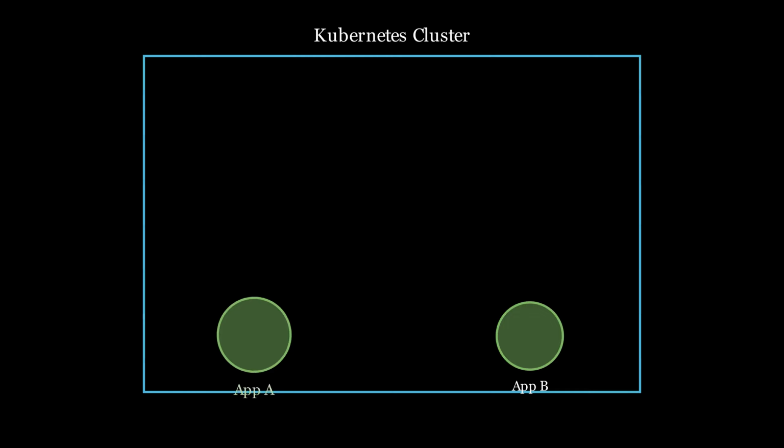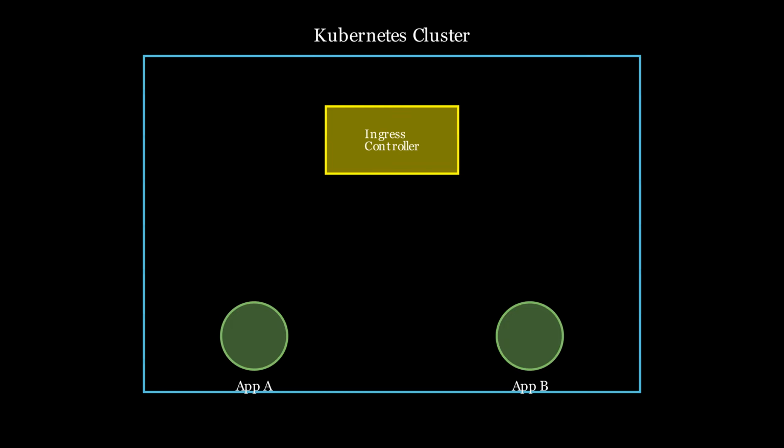At the center of our diagram, we have the Kubernetes cluster, which contains all our components. At the bottom of our cluster, we have two applications, App A and App B. These are the services that will receive traffic routed by the Ingress controller. In the middle, we have the Ingress controller. This component processes the Ingress rules and actually implements the traffic routing to the applications. Popular implementations include Nginx, Traefik, and HAProxy Ingress controllers.